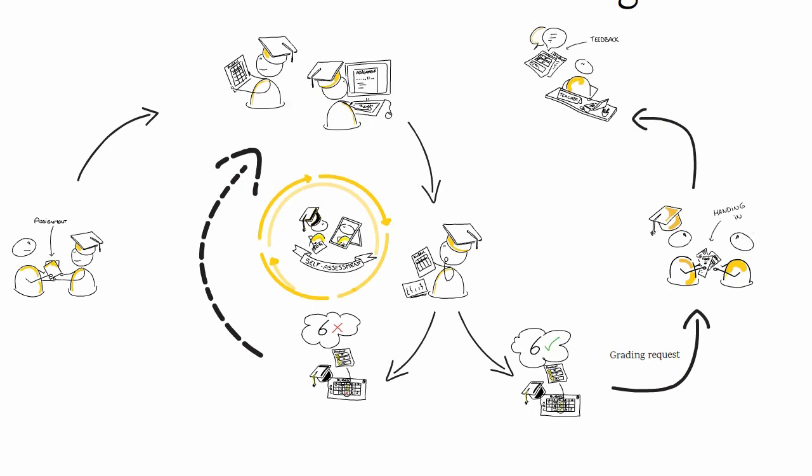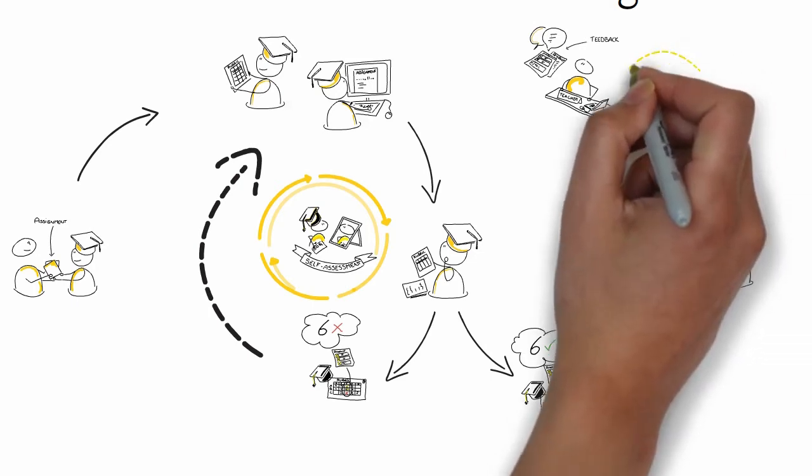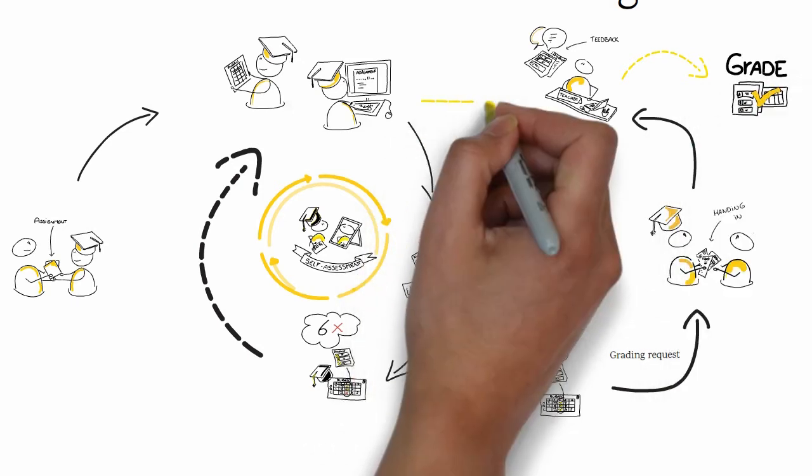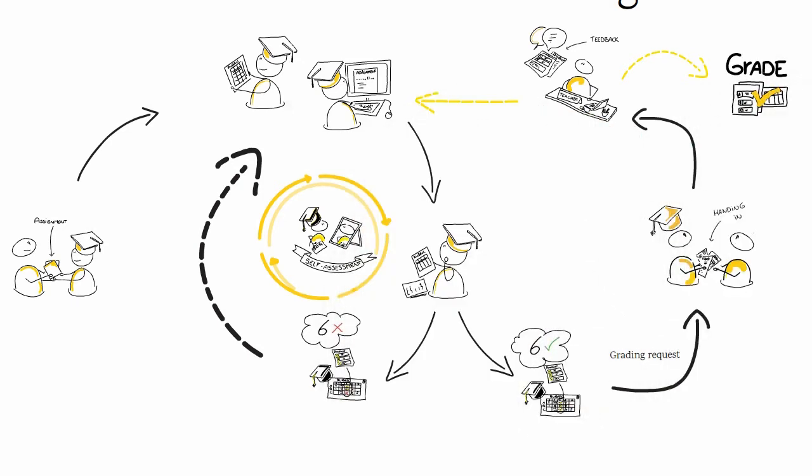Does the student meet the requested level but there is still room for improvement? Then you approve the grading request and the student receives the requested grade. You can still provide the student with feedback so they can work to make the product even better and request a higher grade.